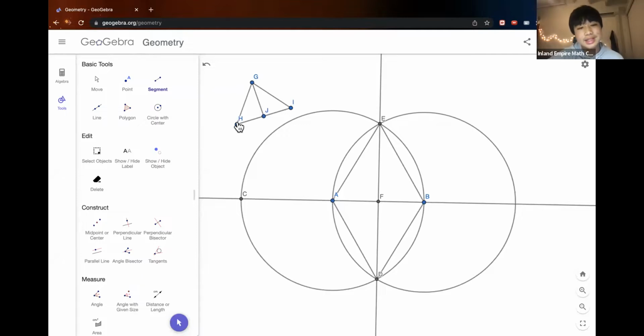GJ is not necessarily perpendicular to HI, but you can also find a point that bisects HI. So what we're trying to prove is that EF not only creates a 90-degree angle, but also bisects AB. So what we're trying to find is that the bisecting point of AB is the same as the perpendicular point coming down on AB.